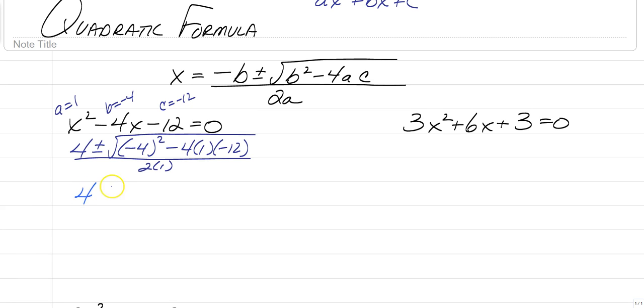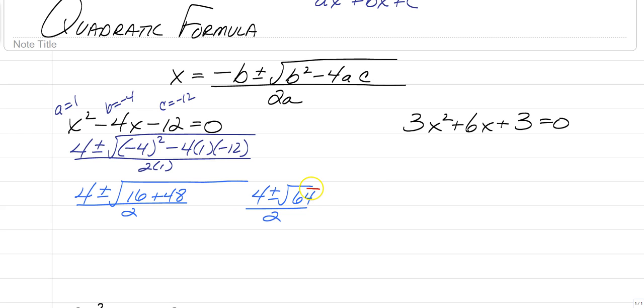So we're going to have 4 plus or minus the square root of 16, and then we have -4 times 1 times -12, which is +48. That's all over 2. 16 plus 48 is actually 64, so 4 plus or minus the square root of 64, all over 2. And I want you to take special note of this positive number on the inside. Just take special note of the positive number. We're going to talk about that a little more later.